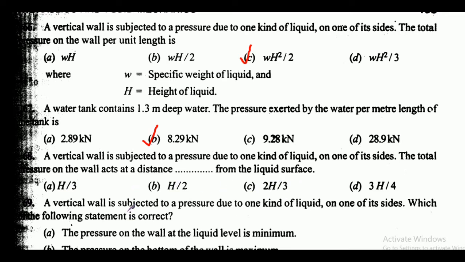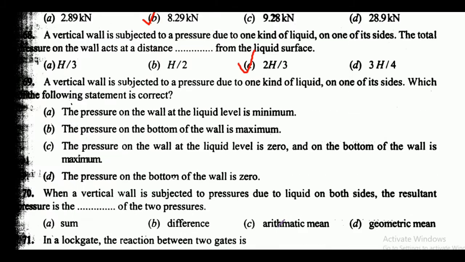Here friends, these are the options, and here the correct answer is option C, that is 2h upon 3. Next is: a vertical wall is subjected to a pressure due to one kind of liquid on one of its sides. Which of the following statements is correct?